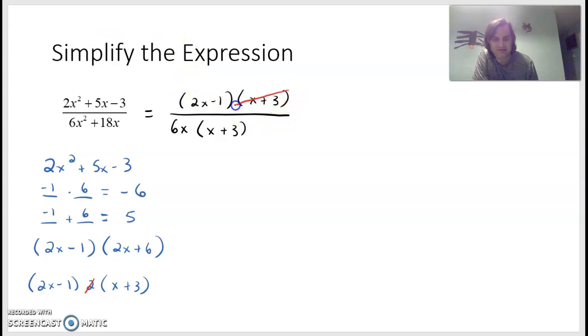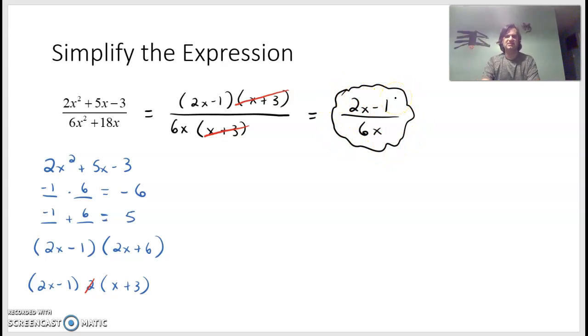And very quickly I'm able to realize I can mark out an x plus 3 here. And when I carry this over, the simplified version is 2x minus 1 over 6x, and there's nothing else you can do with that and keep it as one fraction. So we found a common factor in the numerator and denominator, and we're able to reduce it. Okay, so we're simplifying fractions is all we're doing.